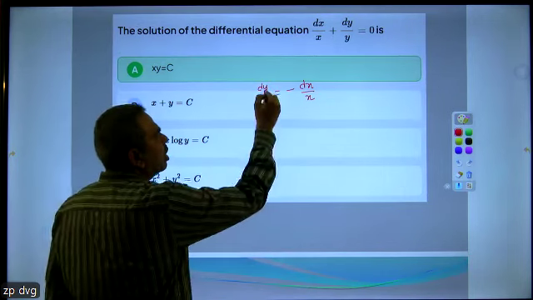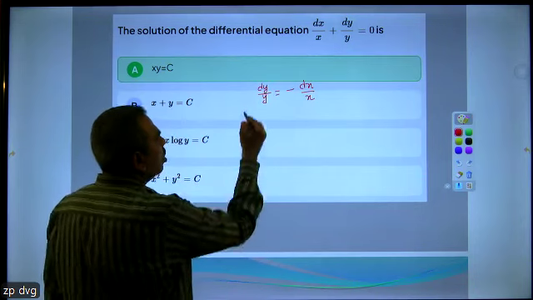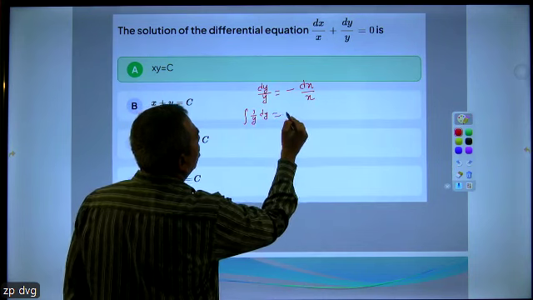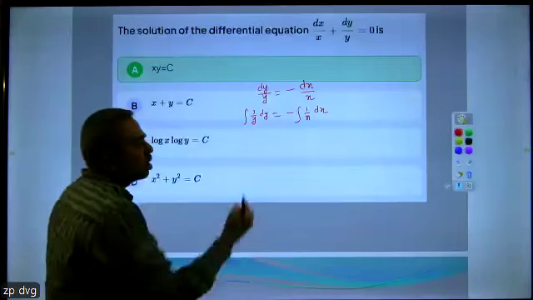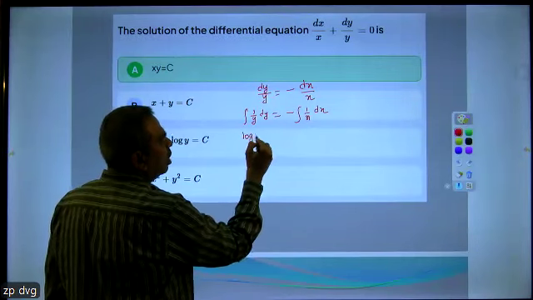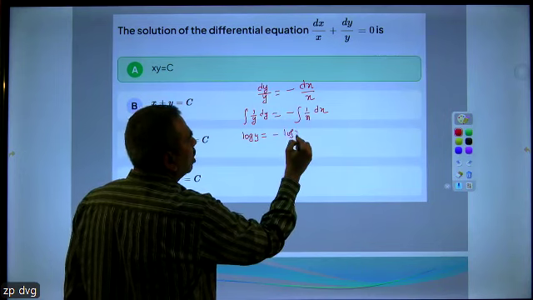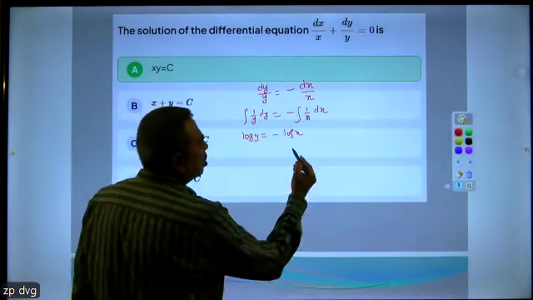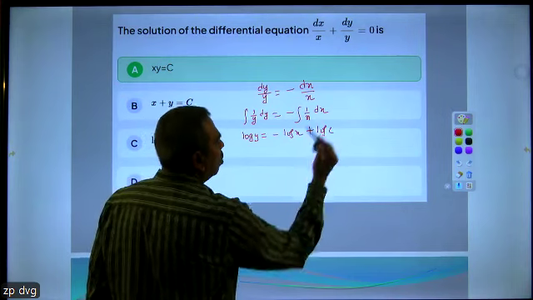Wherever dy is there, y representations are there. Wherever dx is there, x representation is there. Just apply integration on both the sides. So integration of 1 by y into dy is equal to minus integration of 1 by x into dx. Is it clear now? What is integration of 1 by y? It is log y is equal to minus, integration of 1 by x, minus log x. Plus some constant comes. Instead of taking the constant as c, we can take the constant as log c.